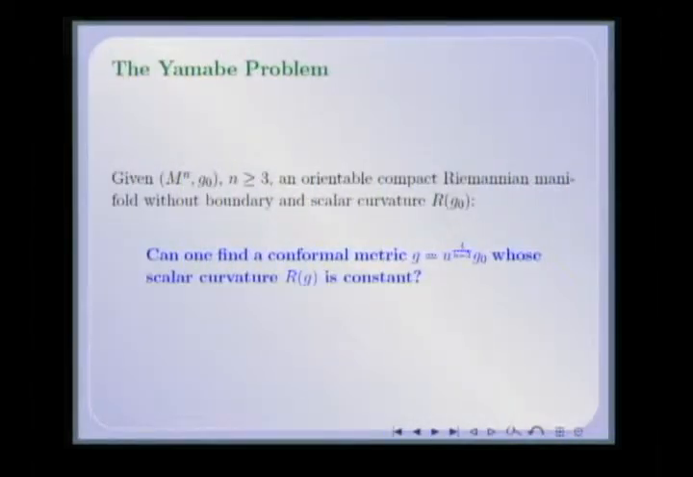So let me do an introduction that Professor Ivaldo Nunes kindly made in his talk about the Yamabe problem. So what's the Yamabe problem? Suppose that you have a manifold with dimension bigger than 3, orientable, compact, with no boundary at the beginning. And then you want to find a conformal metric in the conformal class whose scalar curvature is constant.